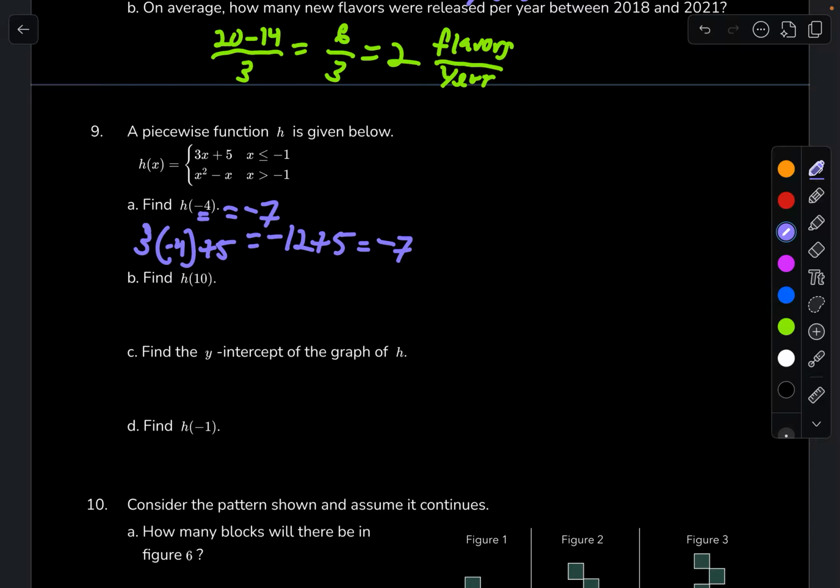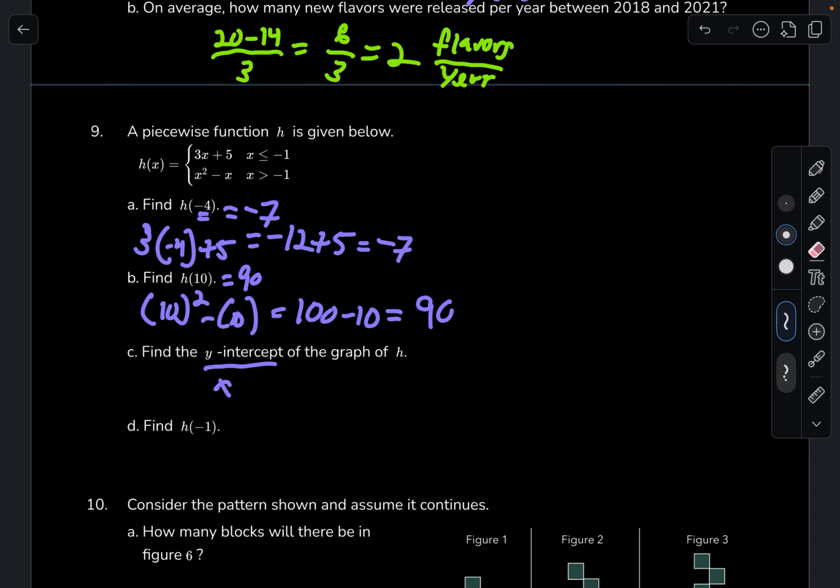Now they wanted us to find h of 10. 10 is bigger than -1, so we have to use the bottom piece. So that was x squared minus x. X is 10. So that equals 100. 10 squared is 100 minus 10 is 90. So h of 10 is 90. Okay? Find the y-intercept of the graph. You have to remember, y-intercept is when x equals 0. That's the key to unlock this part of the question.